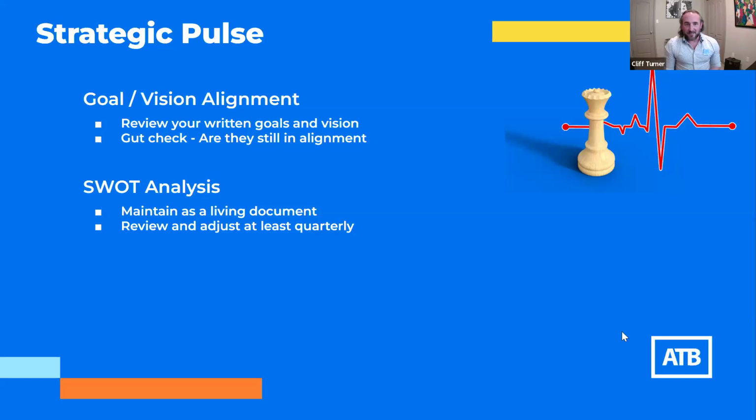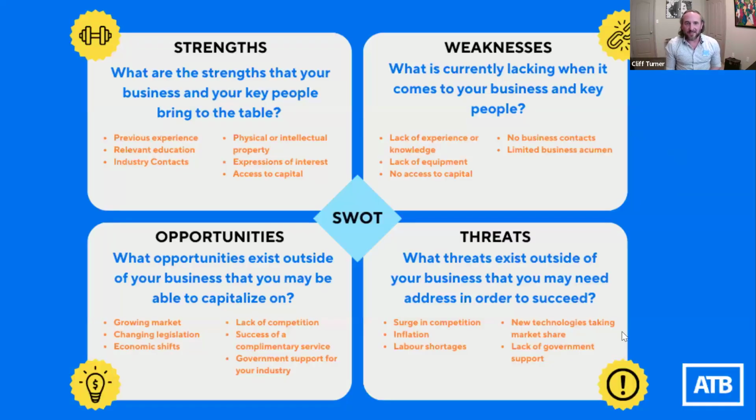Secondly is a SWOT analysis. This might be something that's familiar to you already, but basically SWOT stands for strengths, weaknesses, opportunities, and threats. I believe this is one of the most powerful things you can do within your business. Keep it as a living document. Keep it up on your wall if you want to. Here's an example of how to lay out a SWOT analysis.